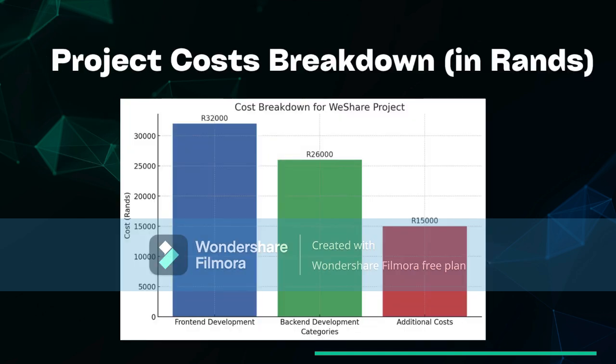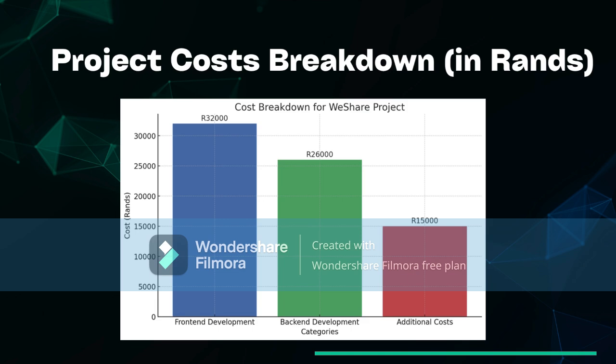I'll be taking you into the project cost breakout. For the comprehensive project cost breakout, we have a total project cost for front end of 32,000, back end 26,000, and additional cost, for instance management cost and hosting, of 15,000. Total estimated project cost is 73,000.